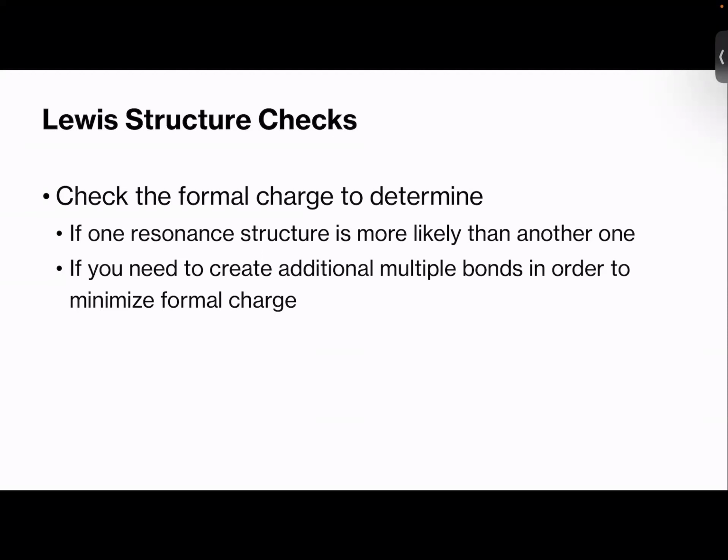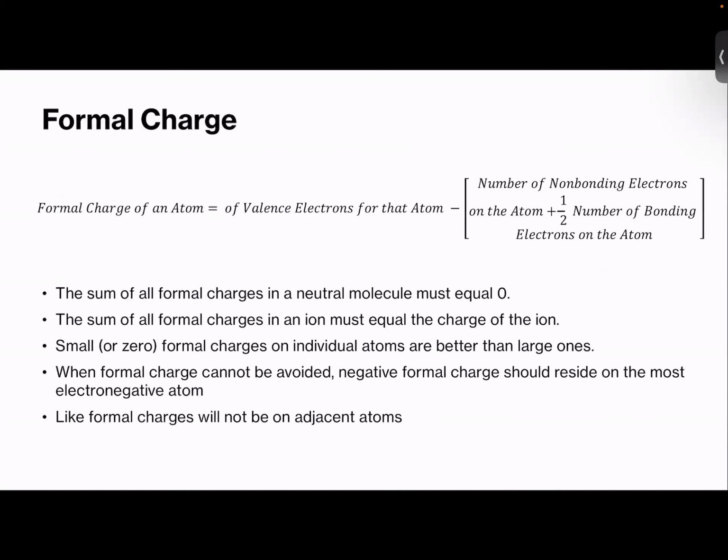So let's talk about formal charge. The formal charge of an atom is going to be the number of valence electrons for that atom minus the number of non-bonding electrons, meaning the dots on the atom, plus 1/2 the number of bonding electrons on the atom, meaning 1/2 of the electrons that make up lines.